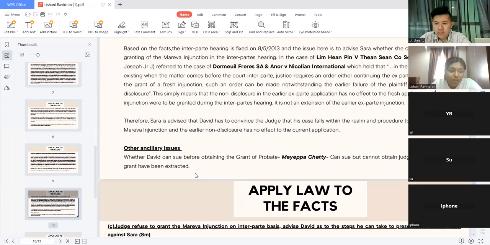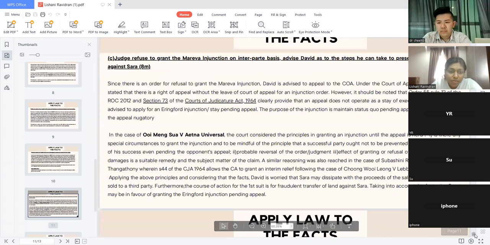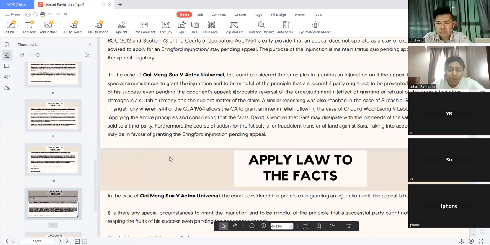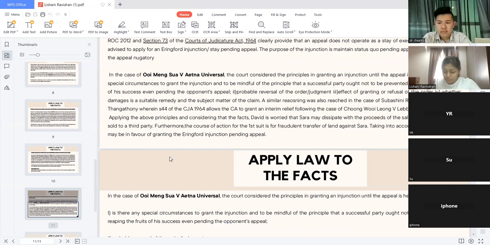Okay, the next part, part B. What is part B asking? Assuming that the High Court judge, in the fresh action, sets aside the ex parte Mareva injunction and refuses to grant the Mareva injunction on an inter partes basis. So that means our earlier advice as to setting aside, the judge has bought our argument, so they have set aside and refused to grant the Mareva injunction, correct? Now you are to advise David as to the steps he can take to preserve the estate claim against Sarah.